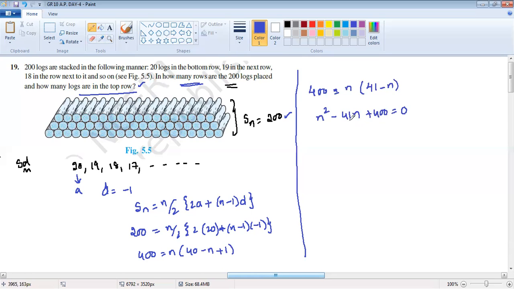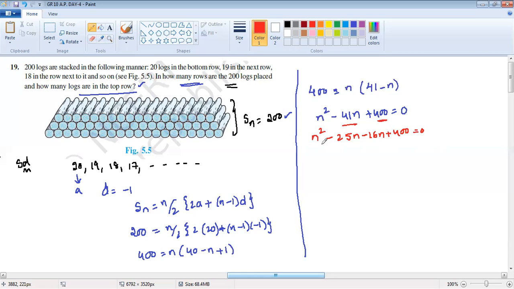Then if you are trying to do splitting middle terms, for n squared, 41 and here 400, it is possible: 25n minus 16n plus 400. So I hope you know how to do this one, right? The splitting middle terms which I taught you already. Do you know? Yes, sir. Otherwise, you can use a quadratic formula also.